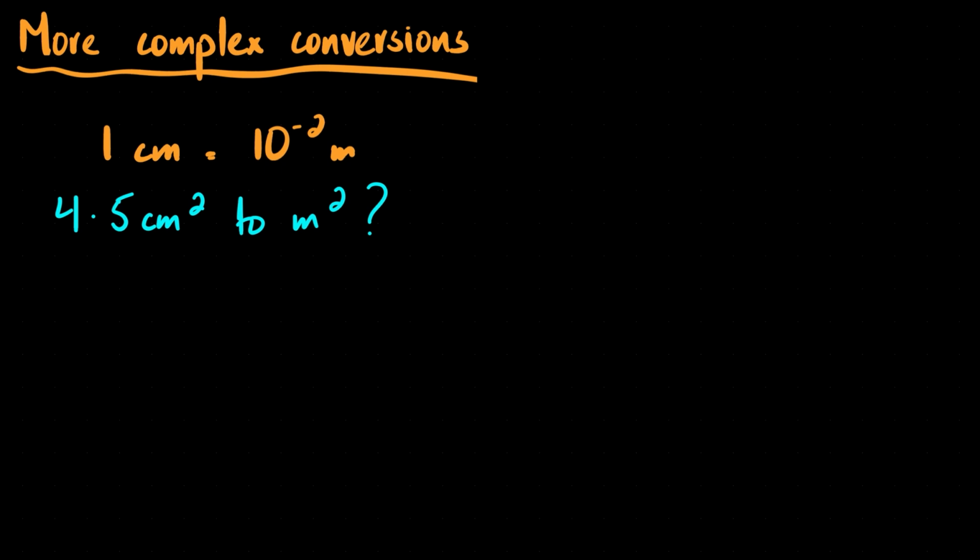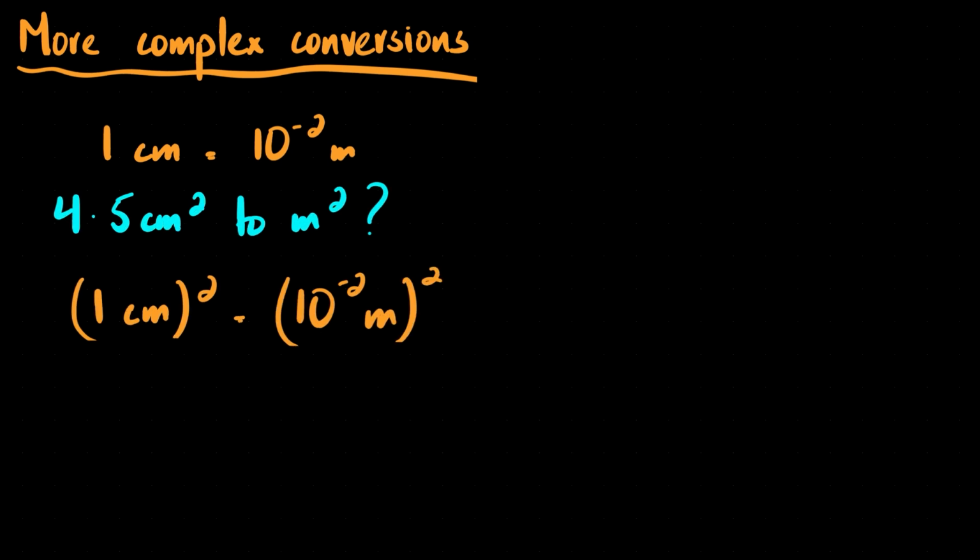This is the question. Now the way to tackle this is really easy: you first start off by squaring both the sides, because you need a conversion between centimeter square and meter square. Right now you have centimeters and meters, so you square both sides. This becomes 1 cm square equals 10 to the negative 2 squared. So this is that indices rule, power raised to a power, powers multiply, 10 to the negative 4 meter square.